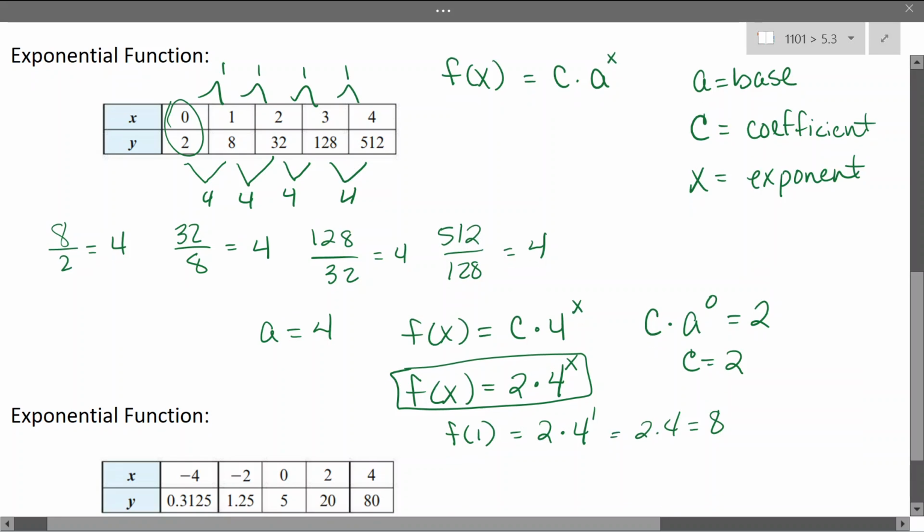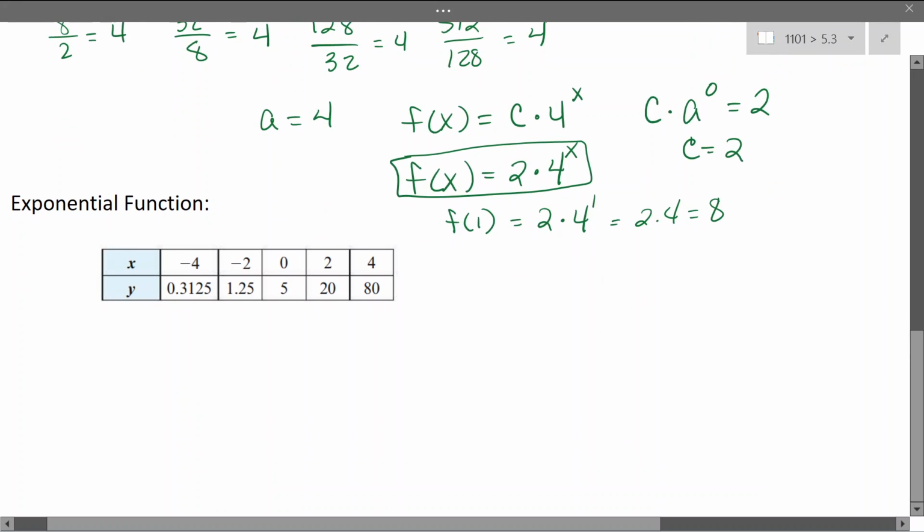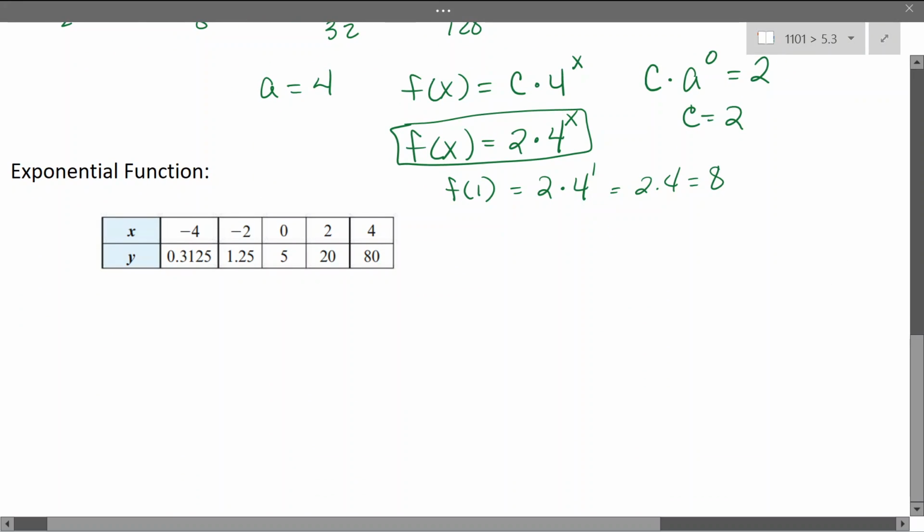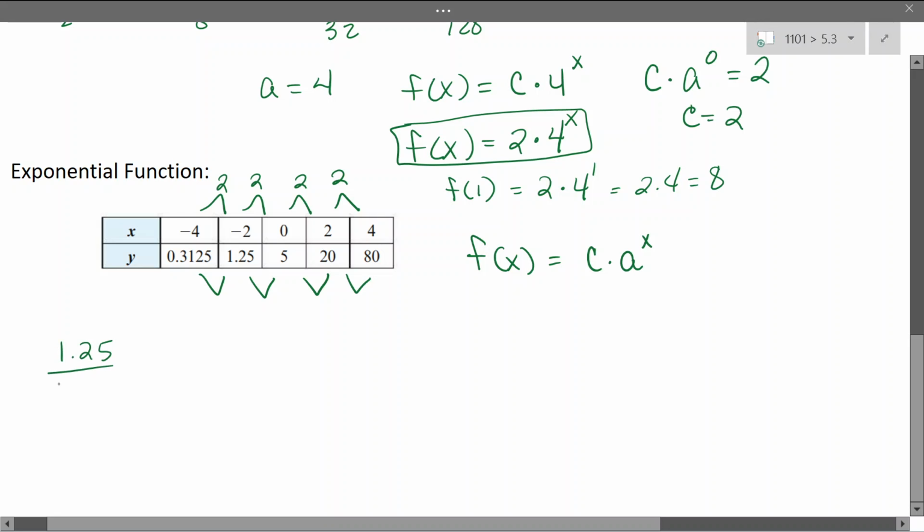Let's look at a second example. This one is a little bit different, but still going to follow kind of the same thing. So we know f of x equals c times a to the x. But now, each time we go up in the x direction, we go up by 2. And here, if we do these ratios, 1.25 over 0.3125 is equal to 4.